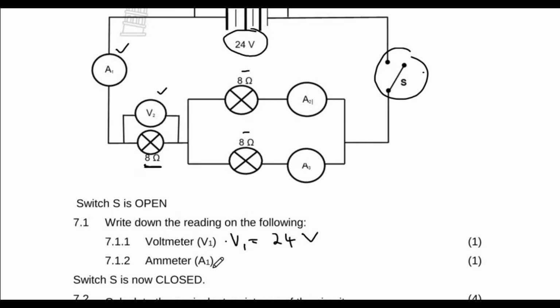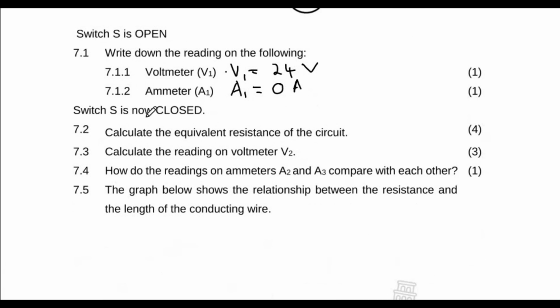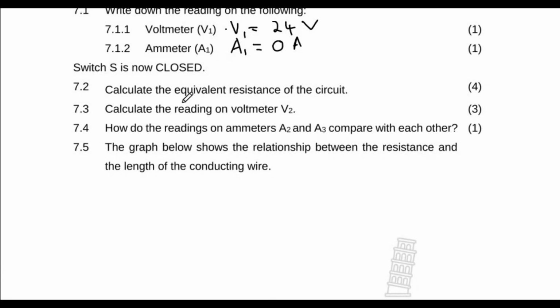And the reading on ammeter A1 will be 0, because if this switch is open, it means the circuit is incomplete, and what that means is that there is no flow of charge. If there is no flow of charge, it means there is no current. An ammeter, which measures the current either in a circuit or in a circuit element, can't read anything. There's no current. When we close that switch, we are told to calculate the equivalent resistance.